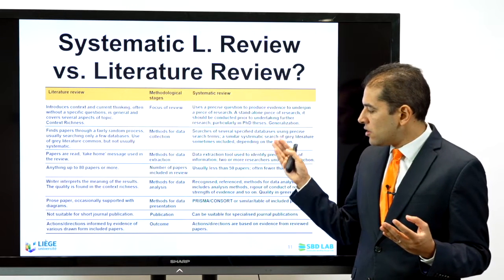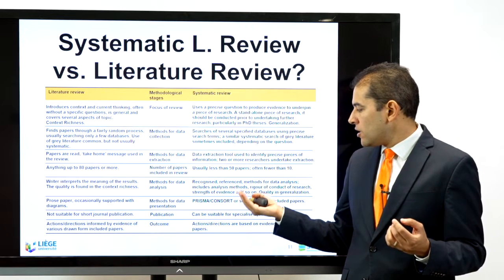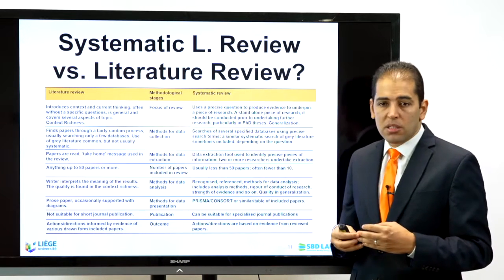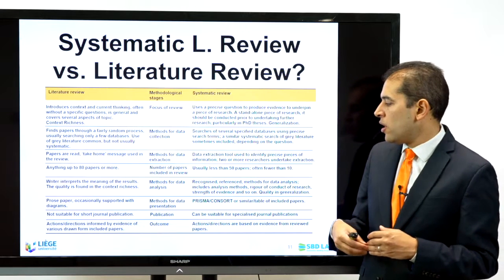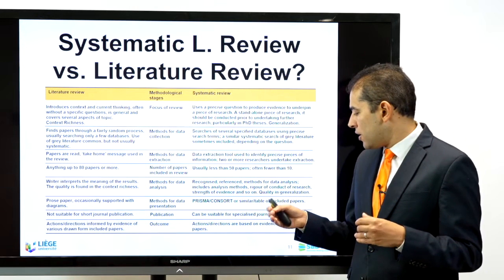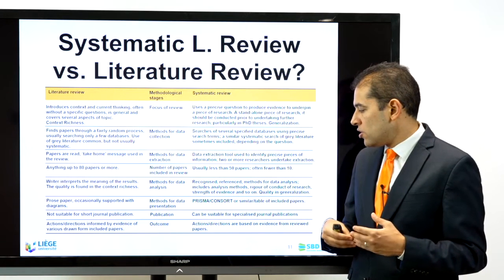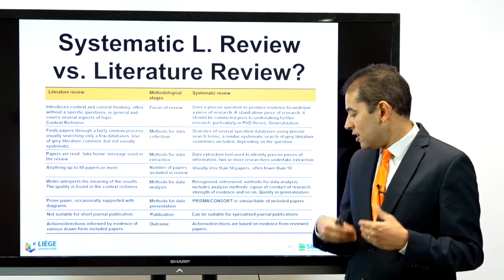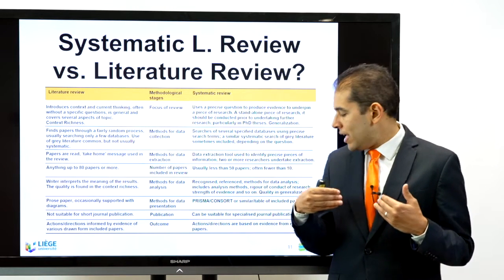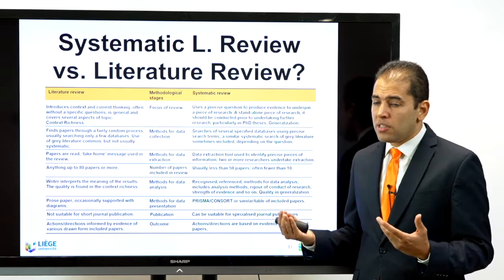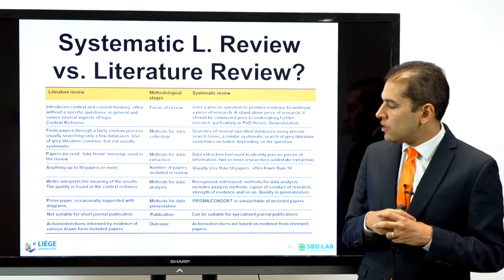While in a systematic literature review, here we have recognized referenced methods of data analysis. We use meta-analysis, for example. We include some techniques of rigor that are conducted in research to look at the strength of the evidence, the quality of the evidence, and here we are looking at generalization. So this is also important to take into account.